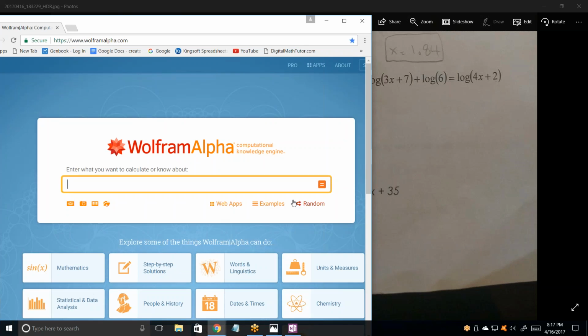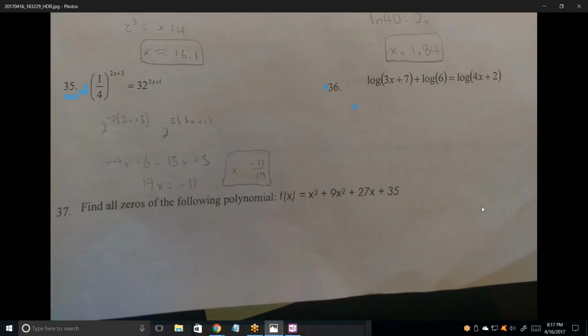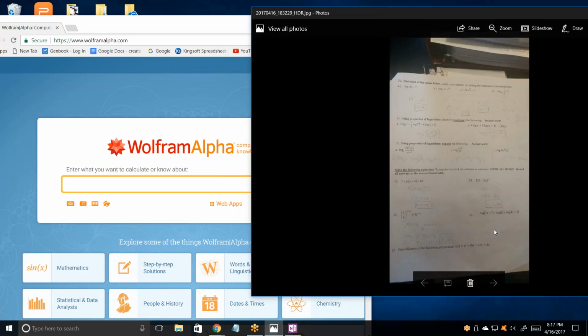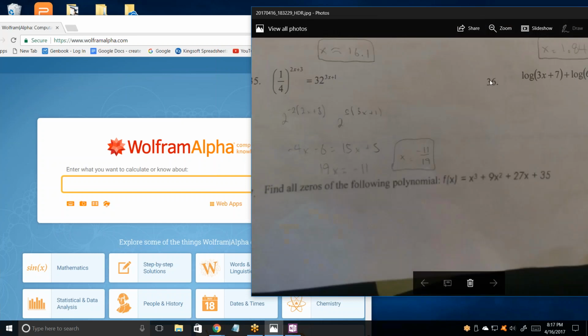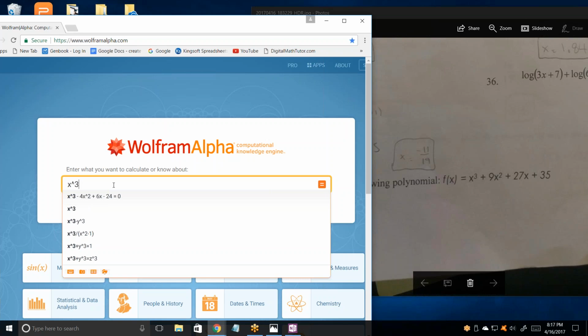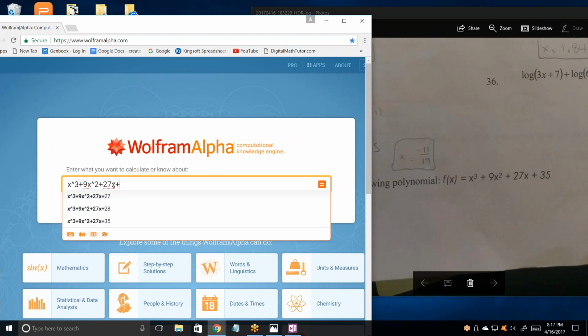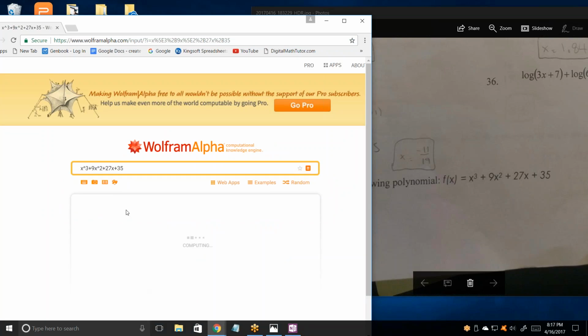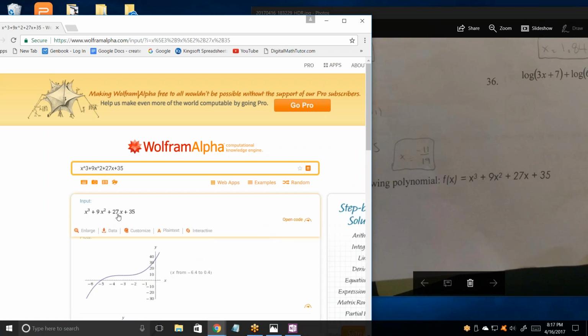All I have to do is enter it as I see it, without entering a y equals. In other words, x cubed plus 9x squared plus 27x plus 35. I don't have to enter the y. I just have to get it in there. And if I want to know whether I got it in there correctly or not, it's going to show me what I typed in. I typed it in perfect.